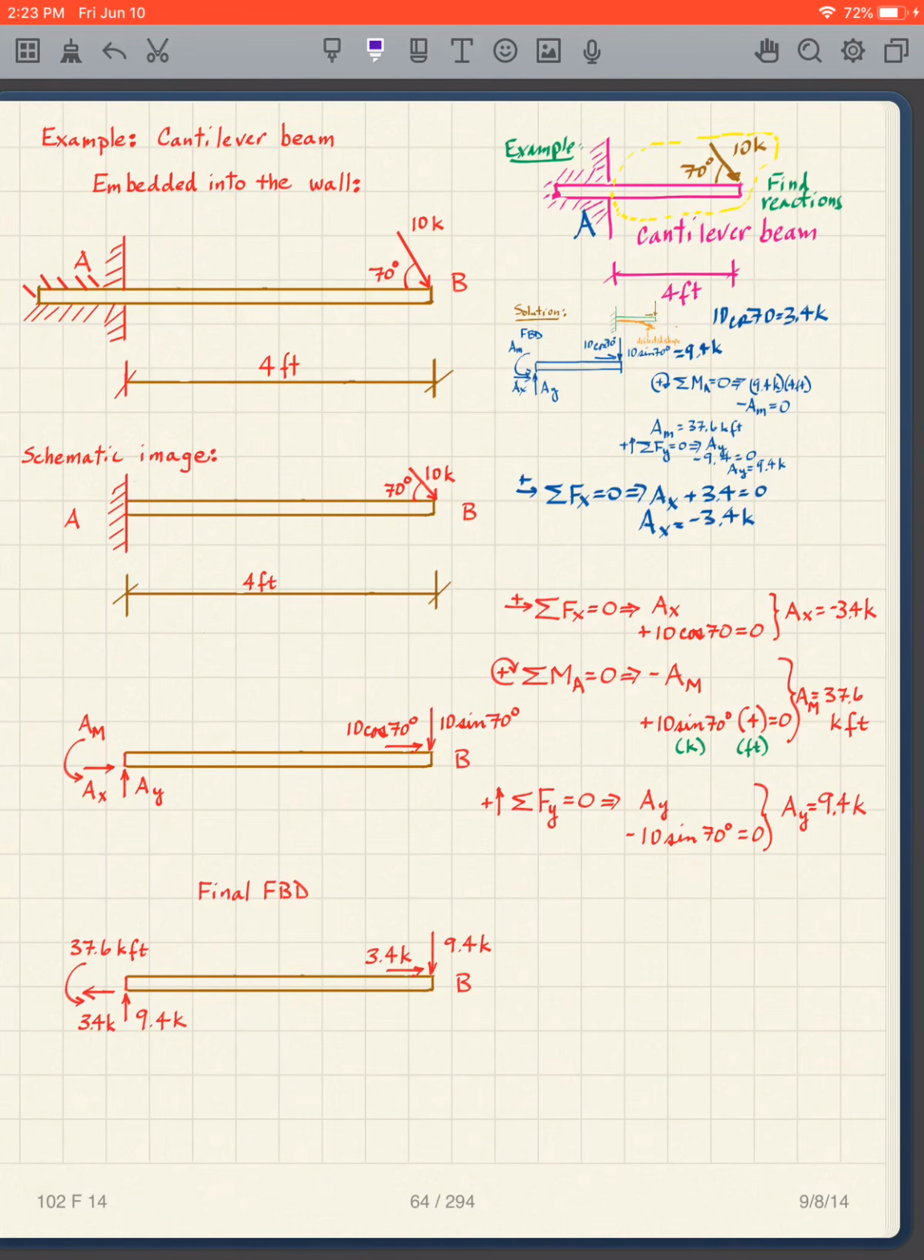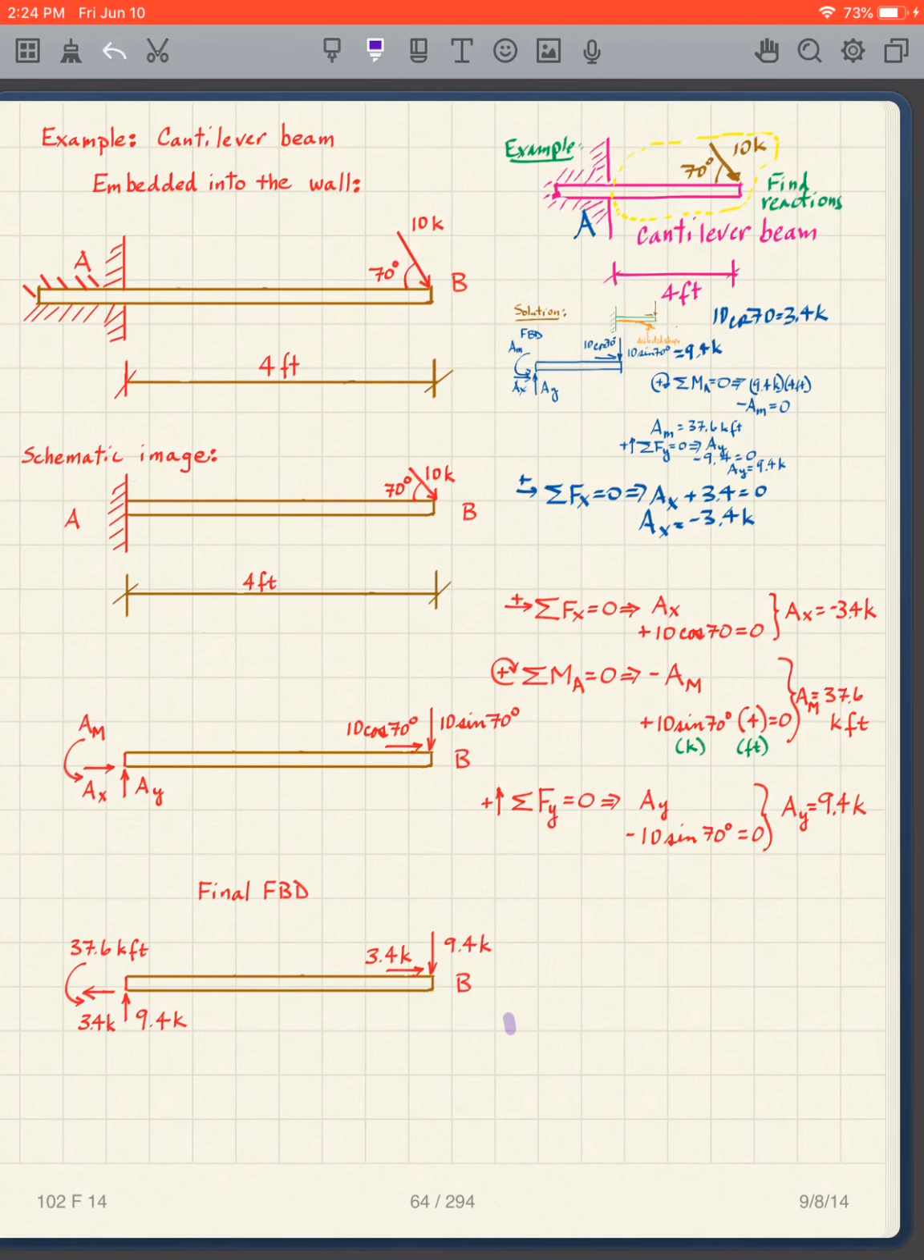All right. Now, we're going to introduce a new kind of beam, called a cantilever beam. Previously, we've been looking only at what we call simply supported beams. Simply supported beams have a roller and a hinge. A cantilever beam is different. It does not have two supports.